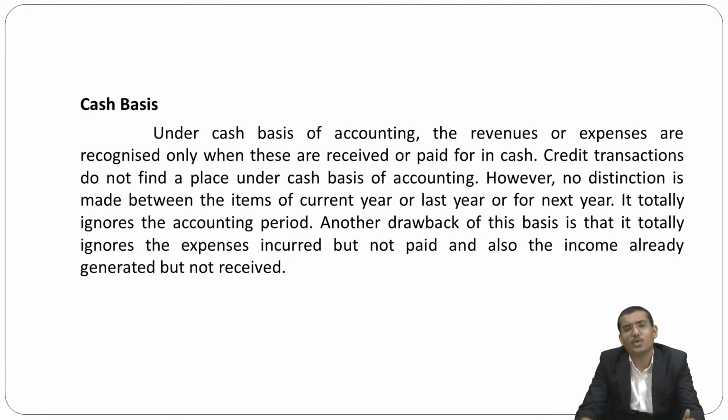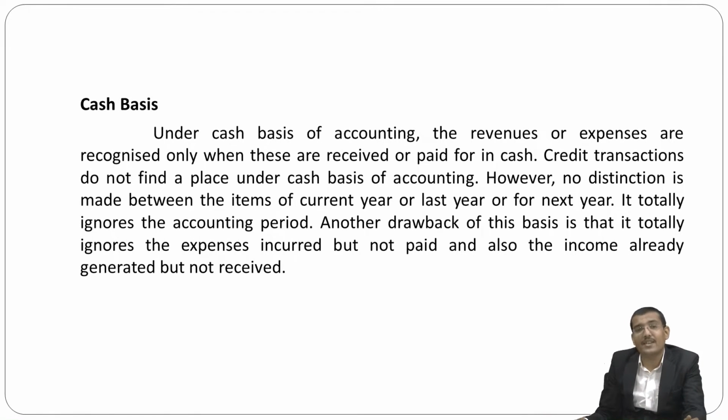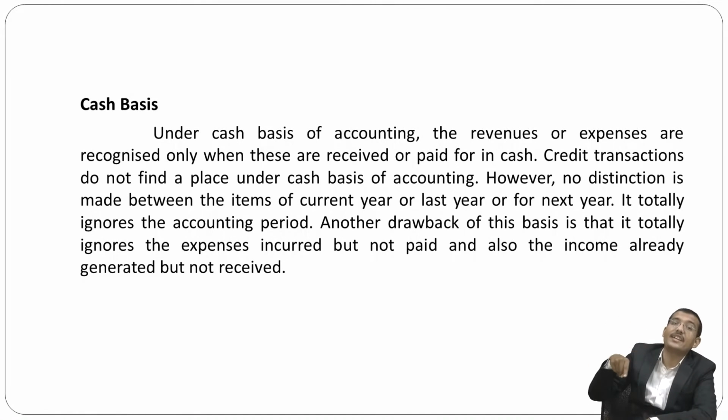Under the cash basis of accounting, revenues or expenses are recognized only when they are received or paid in cash. Credit transactions do not find a place under the cash basis of accounting. No distinction is made between the items of the current year, last year, or the next year. It totally ignores the accounting period. Another drawback of this basis is that it totally ignores the expense incurred but not paid, and also income already generated but not received.